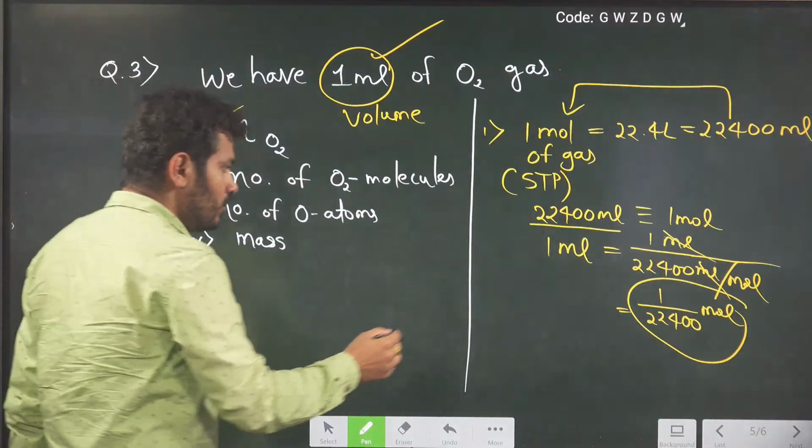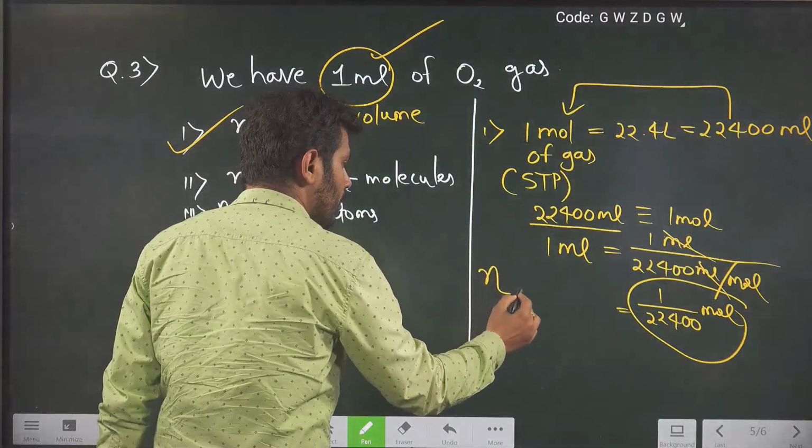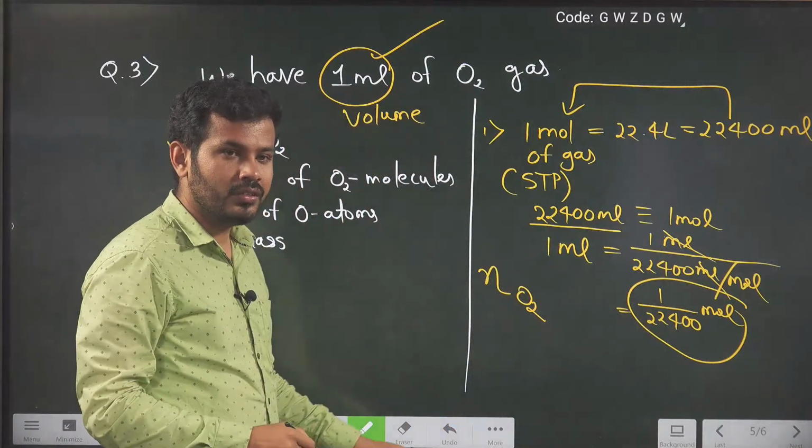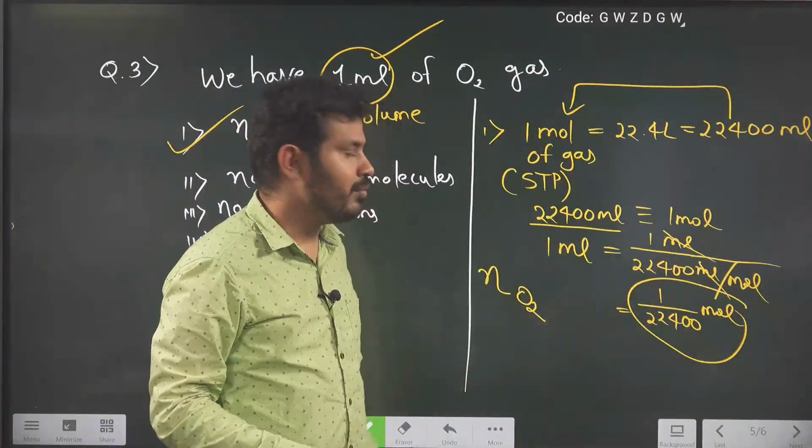And you can use the formula as well. Number of moles of oxygen is equal to given volume by molar volume. What is the given volume in the question? The given volume is 1 ml.